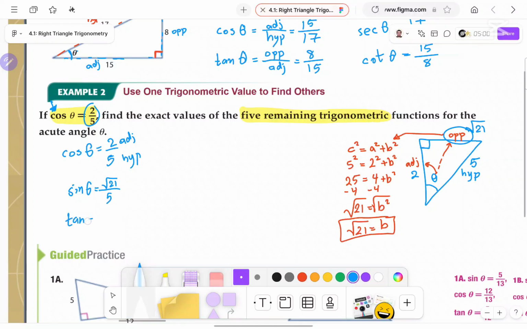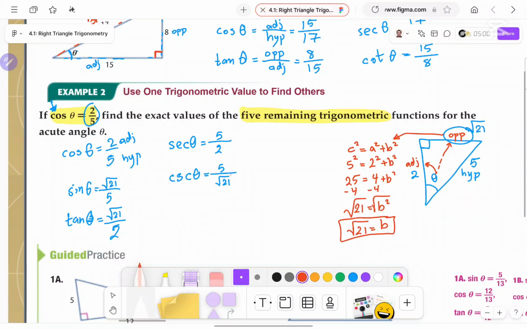Tangent theta is equal to opposite over adjacent, 2 square root of 21 over 2. Okay, now let's find the secant theta, which is the reciprocal of the cosine. So secant is the hypotenuse, which is 5, over adjacent, which is 2. Cosecant is equal to 5 over square root of 21.